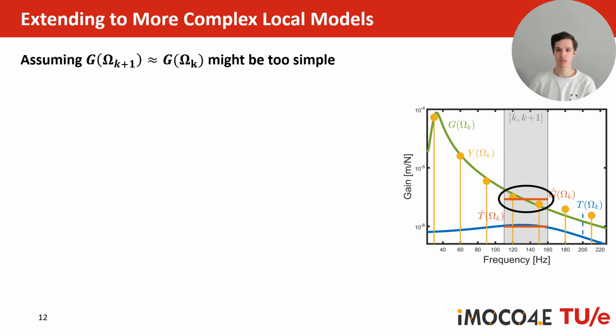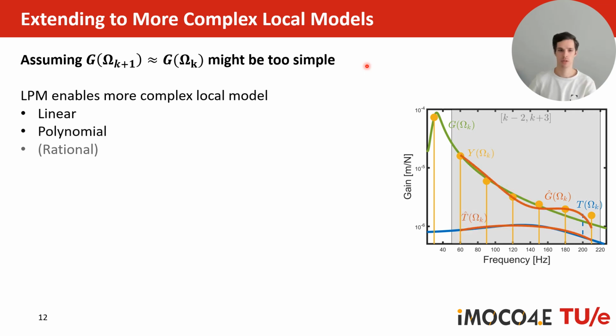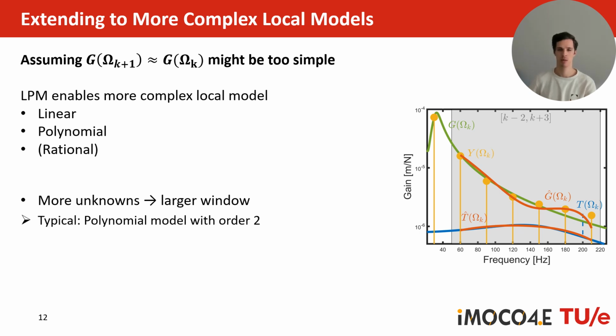Of course, it might be too naive to say that our system is constant at the frequencies. As you can see here, we have quite a significant mismatch with the real system in green. But LPM completely enables more complex local models. For example, linear, maybe a polynomial model, even rational models are available. What you saw already was that we get more unknowns. For example, for the linear, we also need to estimate the slope. That means we also need a larger window, which you saw in the illustration. But the typical choice might be a second degree polynomial model.